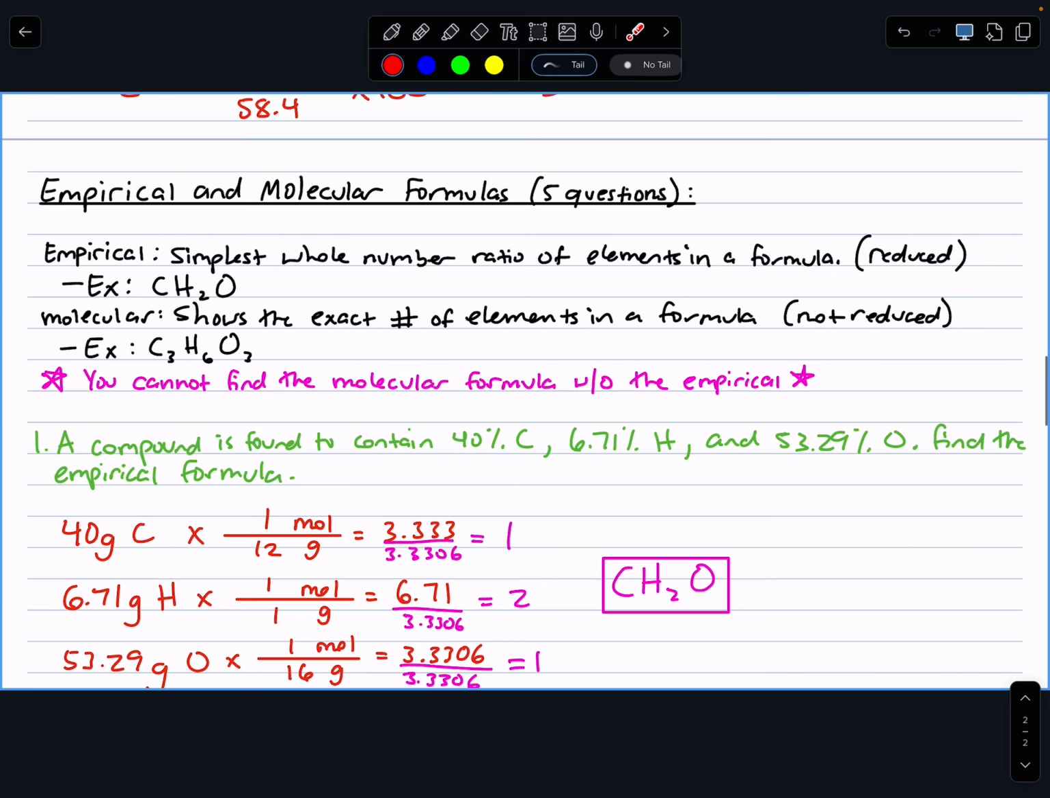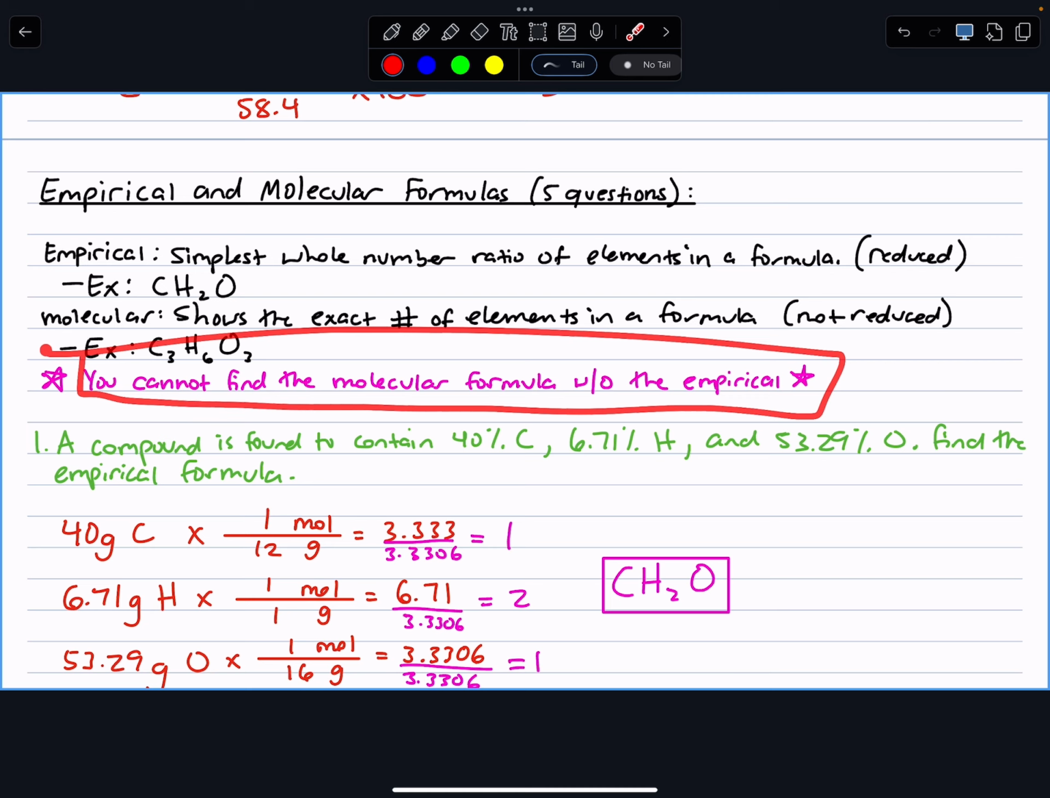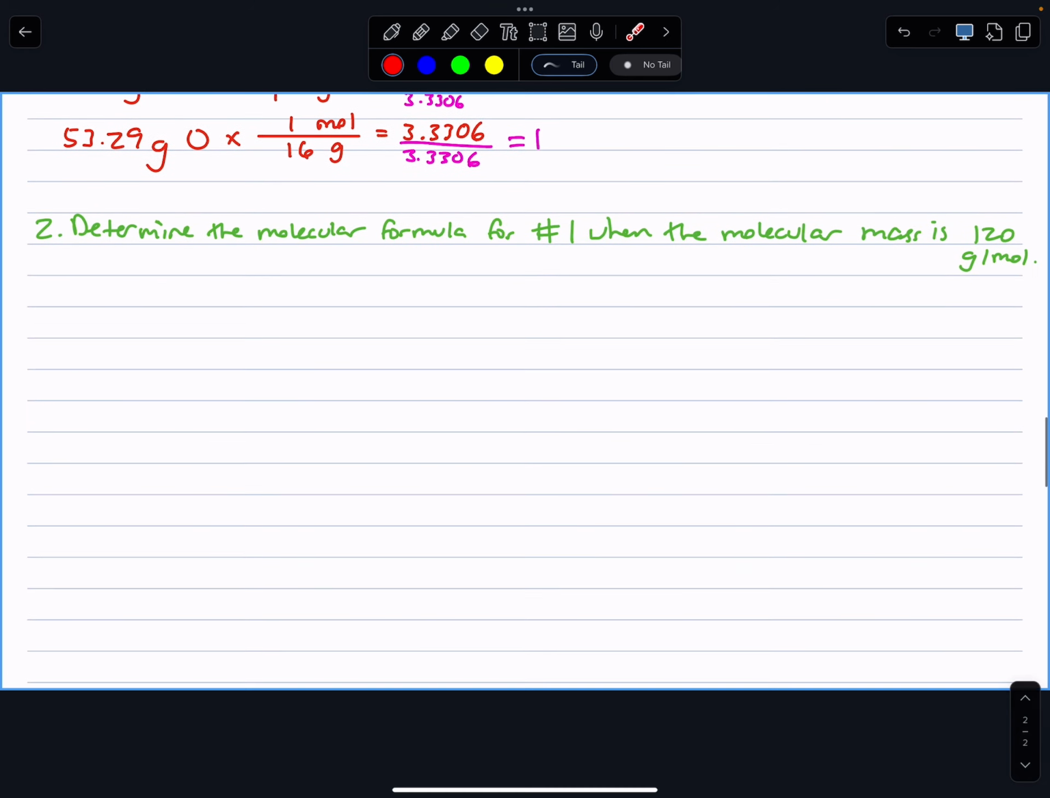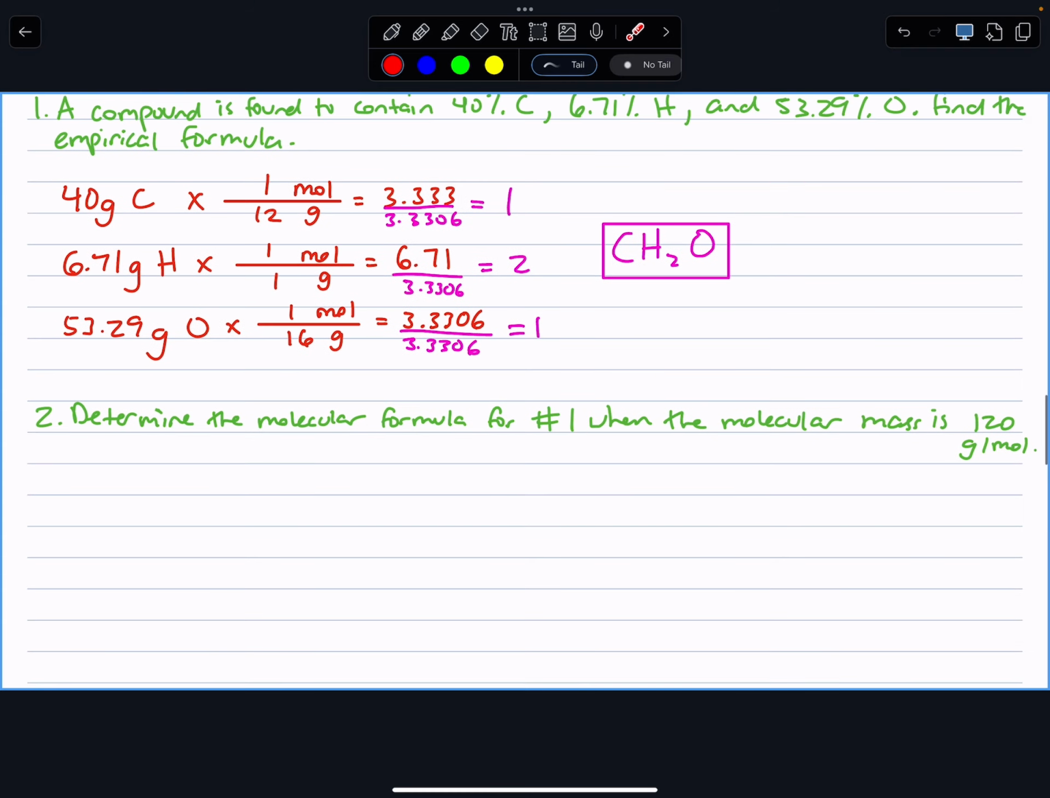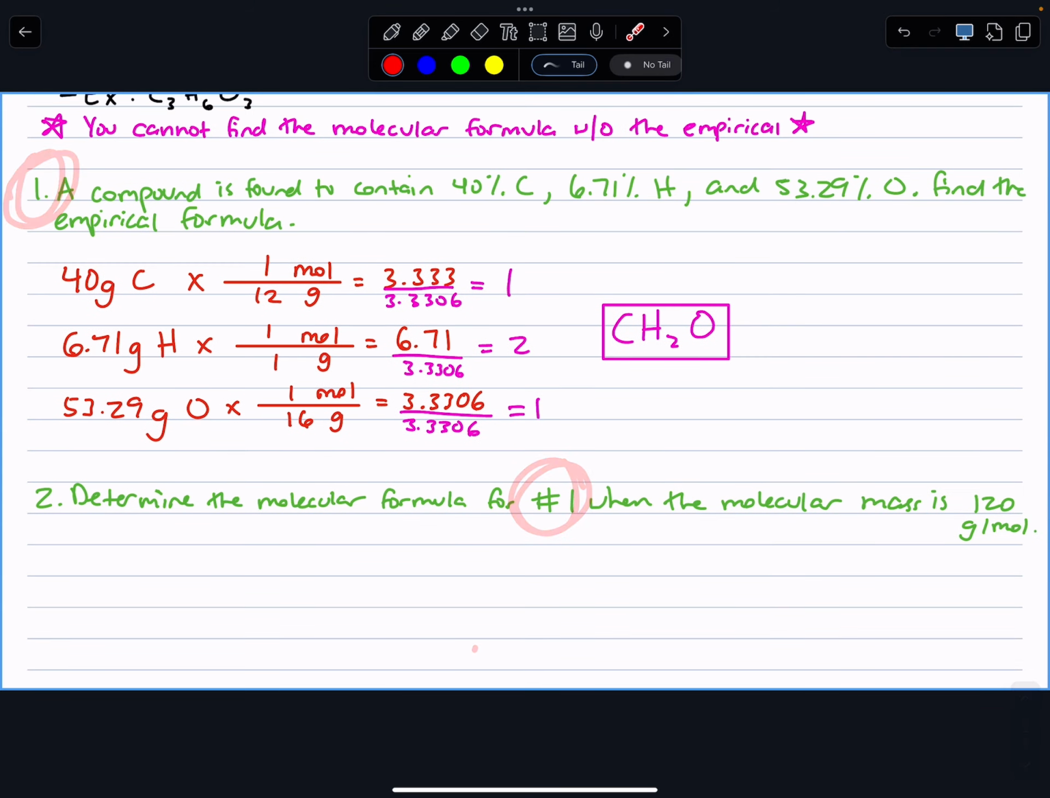Remember what I said. We can only find molecular formula when given the what? Empirical. Right? So look, what does it say right here? Read it to me. Cannot find the molecular formula without empirical. Good. It's asking me for the molecular formula. Do I have an empirical? It's saying for number 1. Yes. In number 1, do we have an empirical? Yes, we found it. This is our empirical. Does that make sense?